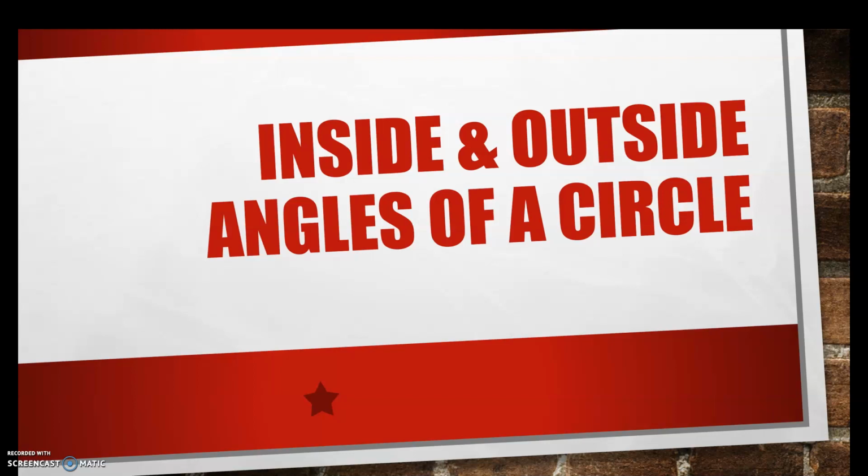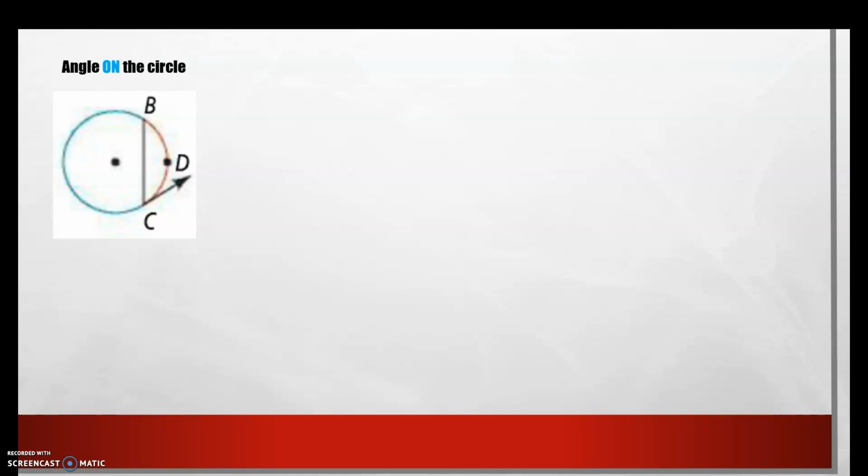Welcome back. Today we're talking about inside and outside angles of a circle. Before we get started on that though, let's go back to our inscribed angles, where you have an angle that is on the circle. So this angle right here, where your vertex is on your circle, like an inscribed angle, it's going to have the same rules as an inscribed angle, meaning this angle measure is going to be half of the arc that it makes. So if this angle had a measure of x, the arc is going to be 2x.